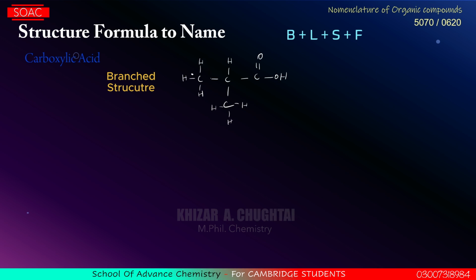So the longest chain, in this case, to be very frank, has 3 carbon atoms. And this carbon must be part of the longest chain. The carbon of the functional group must be part of the longest chain, and so on. This is not part of the longest chain, so it is said to be a branch. Because we have a branch, we will have to mark the numbering.